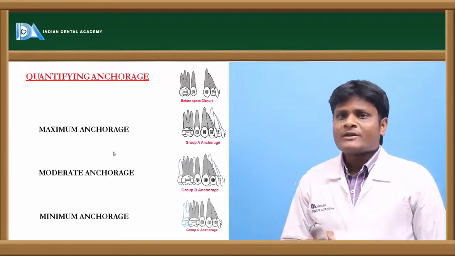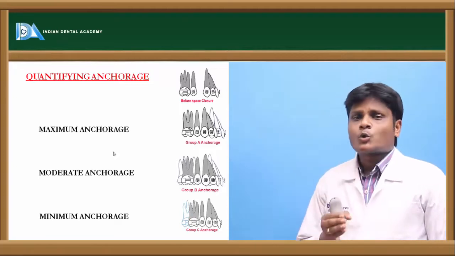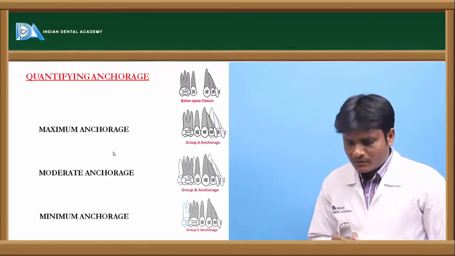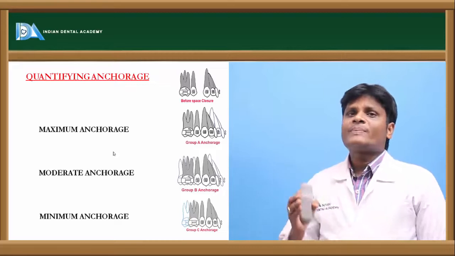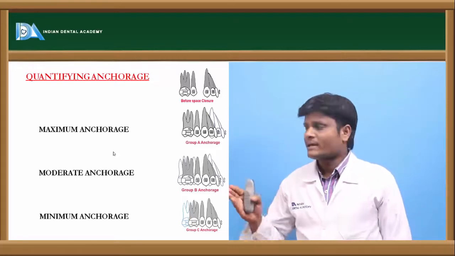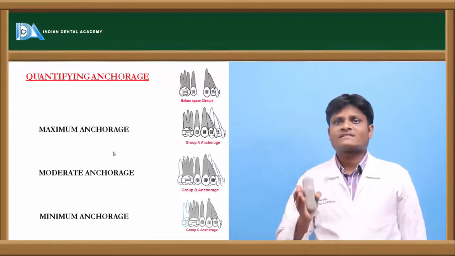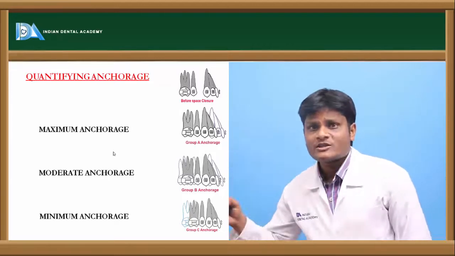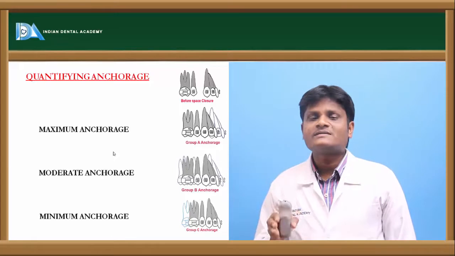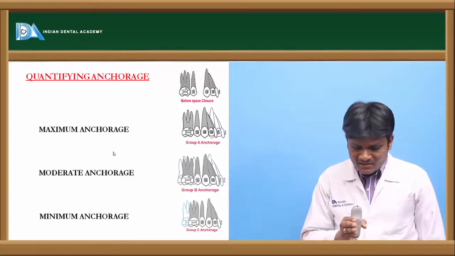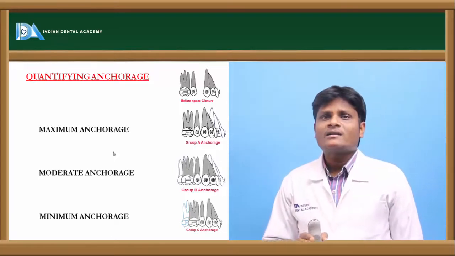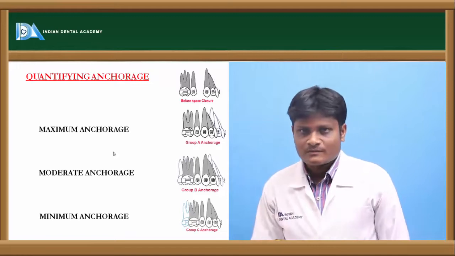Now, coming to moderate anchorage or Group B anchorage. Here, we allow 50% of the extraction space to be closed by anteriors and 50% of the extraction space to be closed by anchorage units, that is posteriors. This is called Group B anchorage, moderate anchorage, or symmetrical space closure.